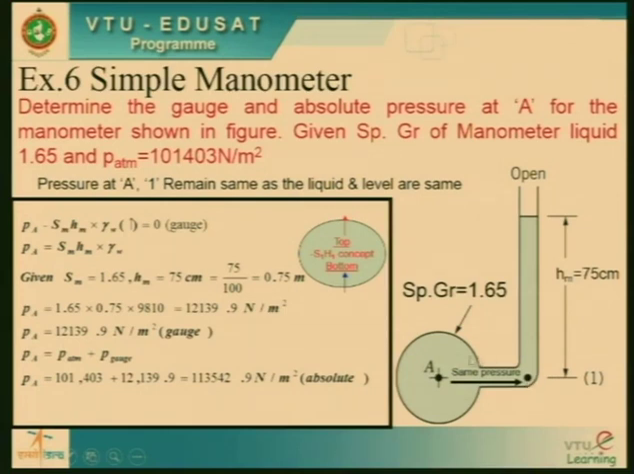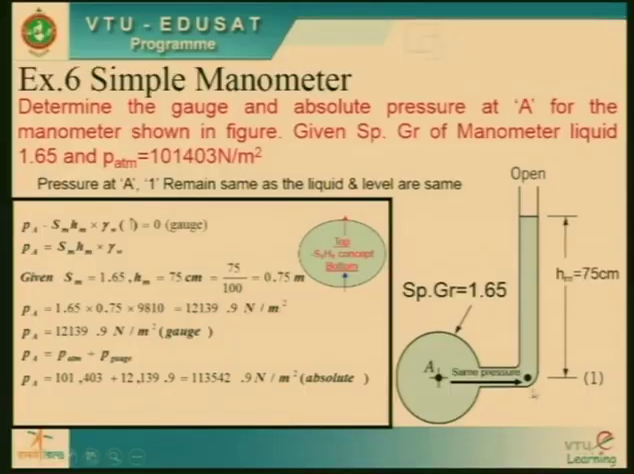Correct? I repeat, the intensity of pressure at A, which is here, and the same level at the point 1 here, which is put as a dot. You can see the same pressure I have mentioned by an arrow also. Can you see that? It is the same.